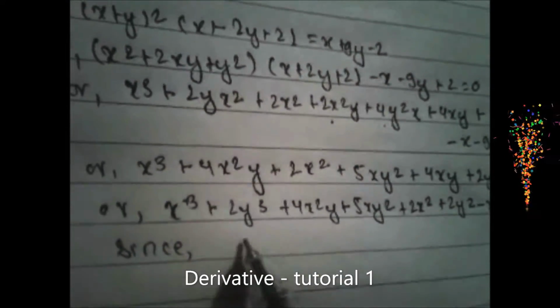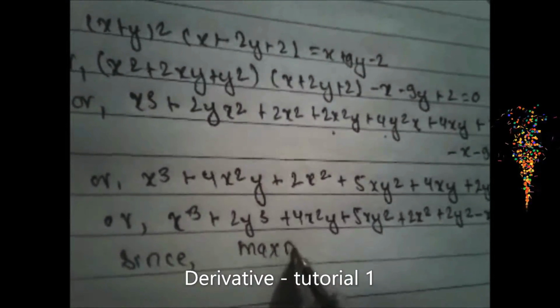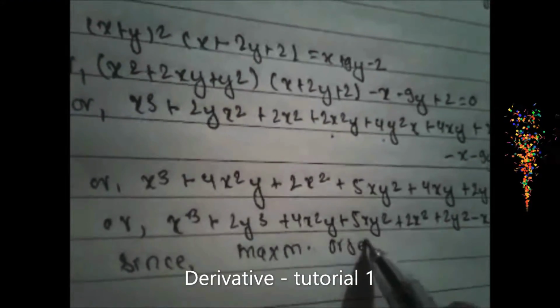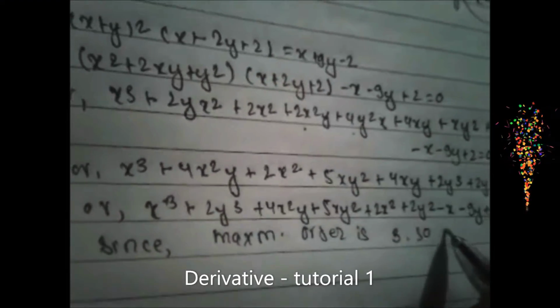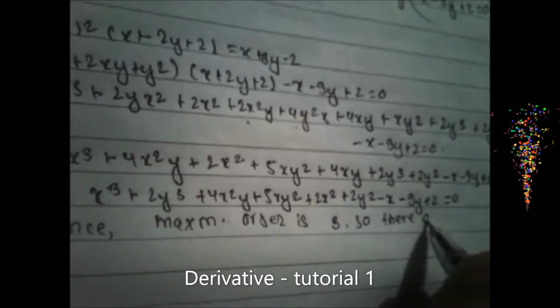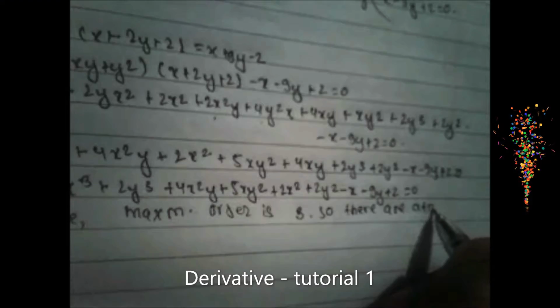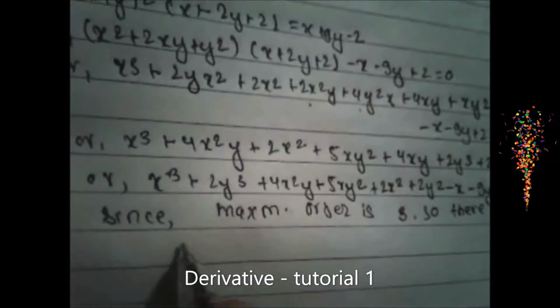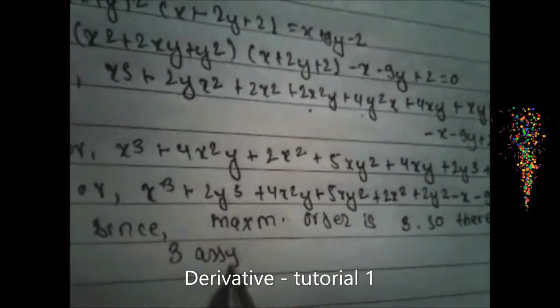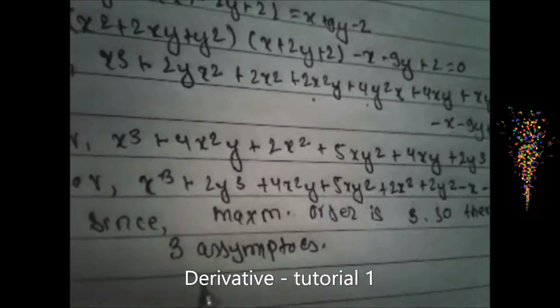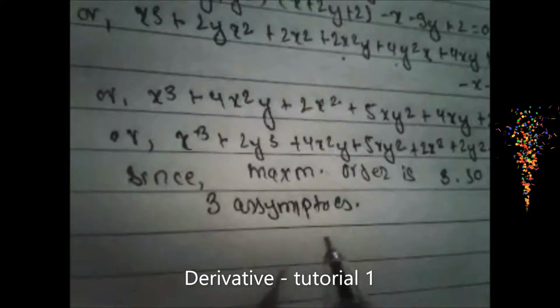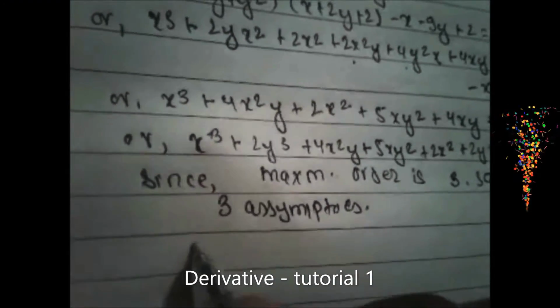Since the maximum order is 3, so there are at most 3 asymptotes. Now we are ready to solve for asymptotes. So there are 3 asymptotes.